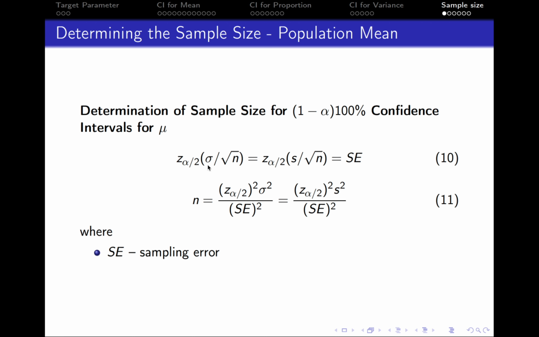Or if we don't know the true population standard deviation, we can always approximate it using sample standard deviation. And then we take this equation, we rearrange it to get an expression for n, the sample size, and we get the following formula. So squared z-score multiplied by squared standard deviation, which in this case will be just variance, divided by squared sampling error. Or if we don't know the population standard deviation, we approximate it using sample standard deviation.